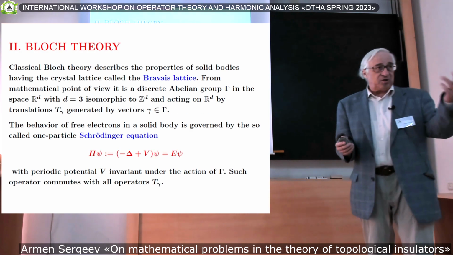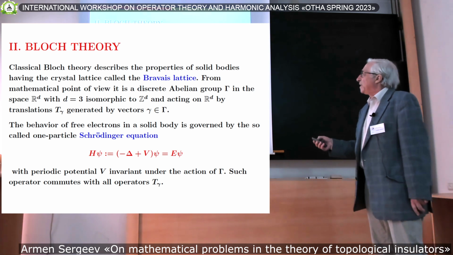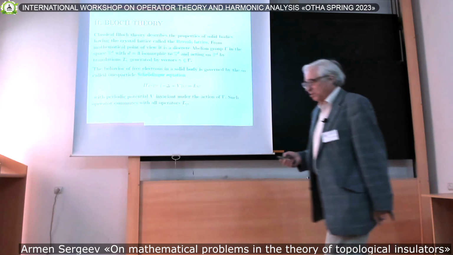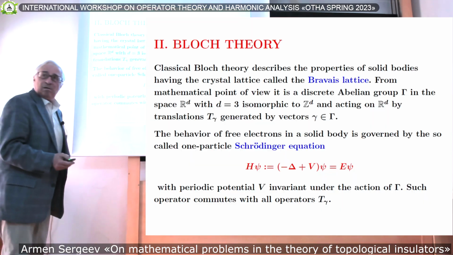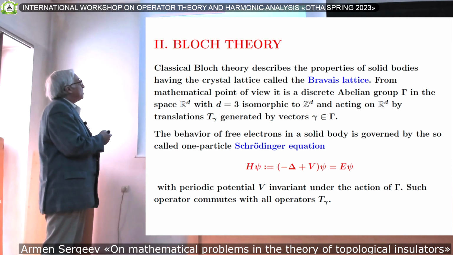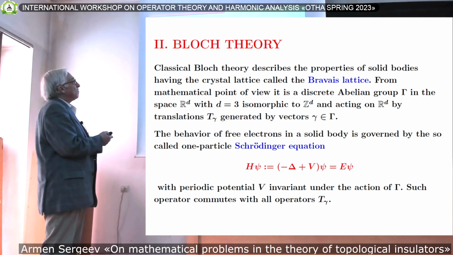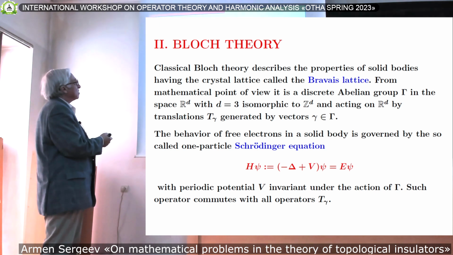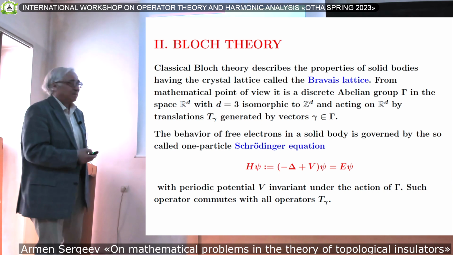And now let me switch to my talk in detail. I start with the classical Bloch theory. The classical Bloch theory describes the properties of solid bodies which have a crystal lattice, called the Bravais lattice. From a mathematical point of view, this lattice is just a discrete abelian group gamma in the space R^d, of 3 dimensions, which is isomorphic to Z^d and acting on R^d by translations generated by vectors from our lattice.